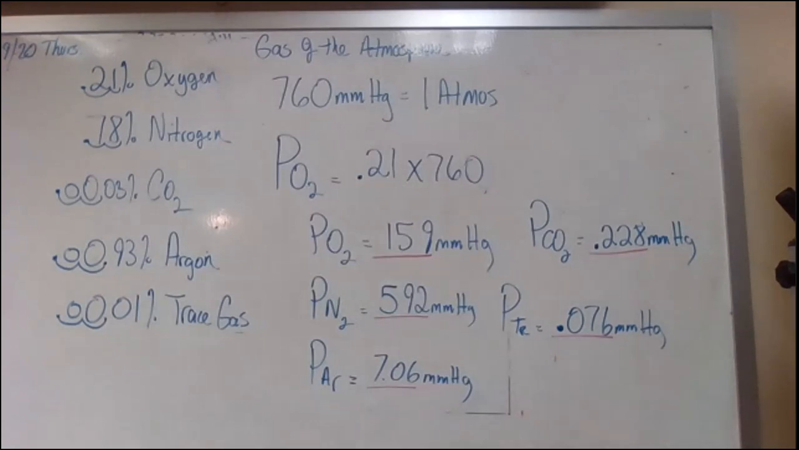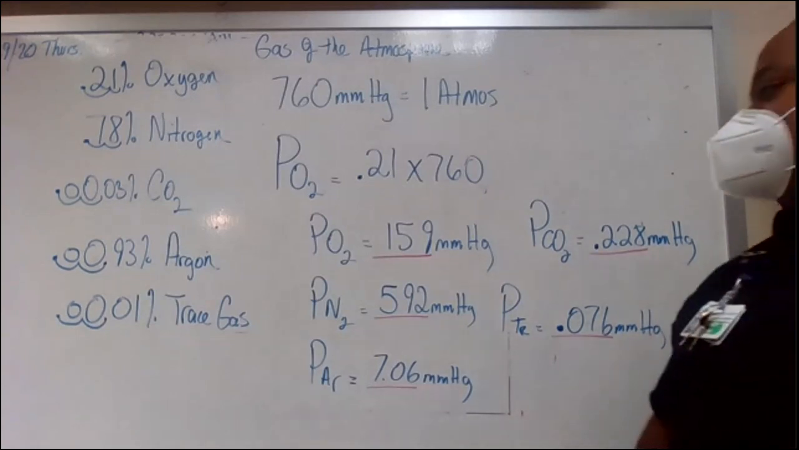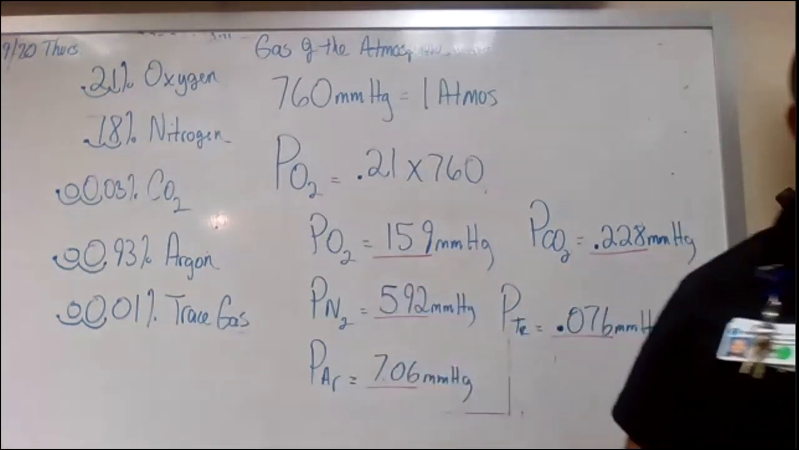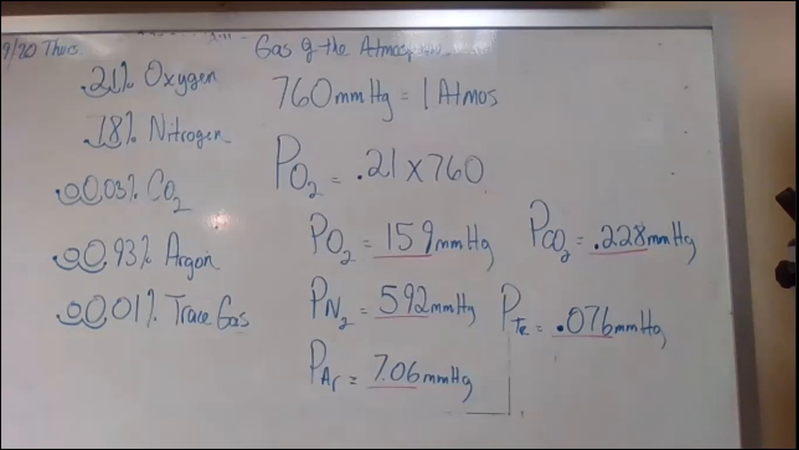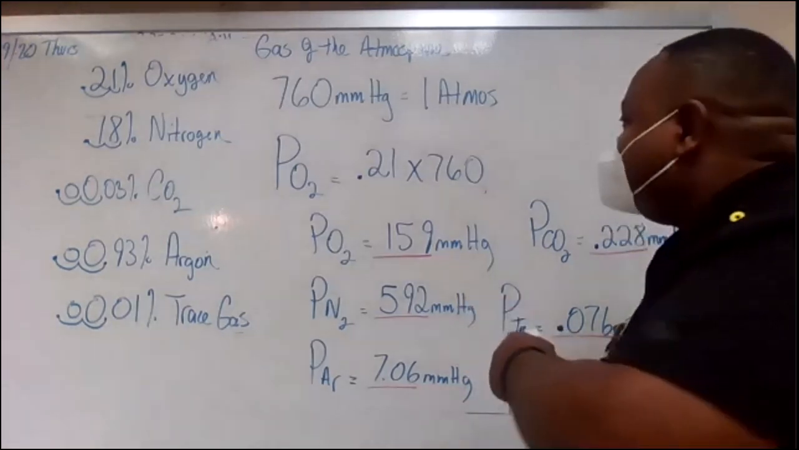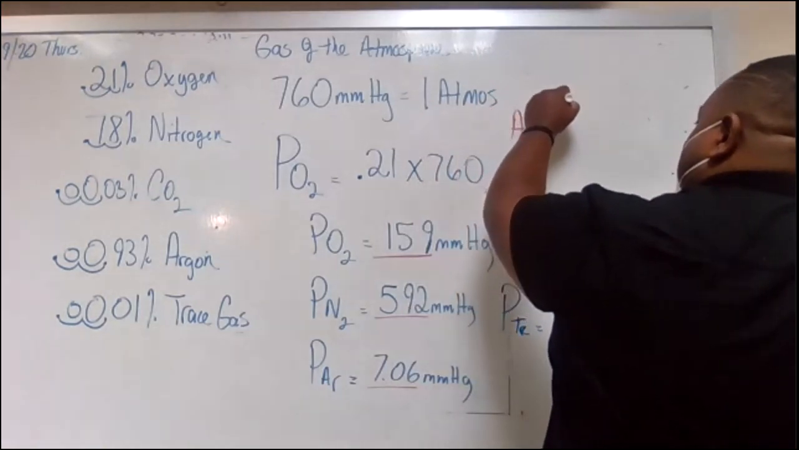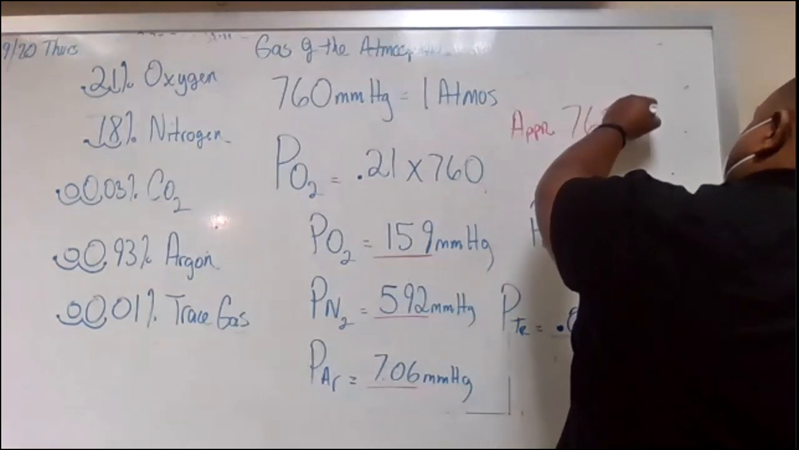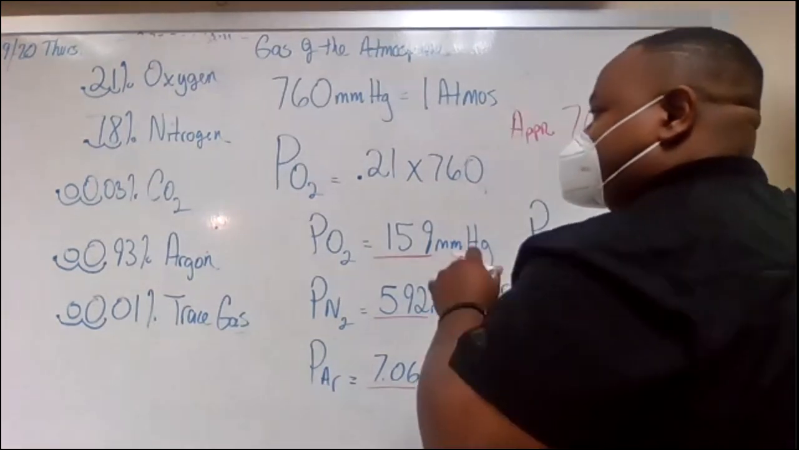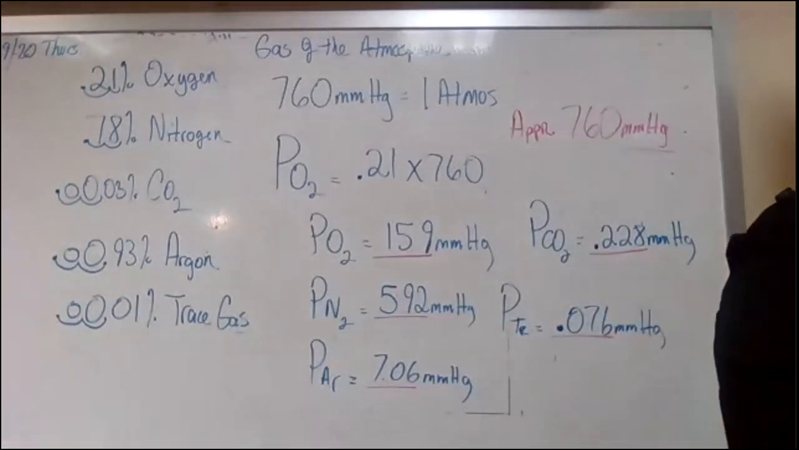So when you add 159 plus 592 plus 7.06 plus 0.228 plus 0.076, you should get really close to 760, because some of these had a little bit more on the decimals that we didn't add. Okay, so these add up to approximately 760 millimeters of mercury.